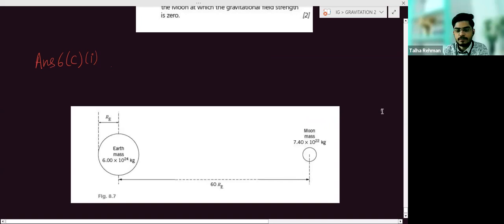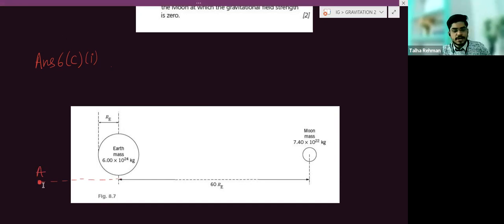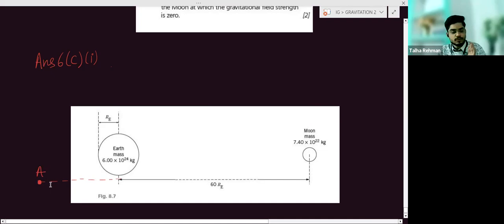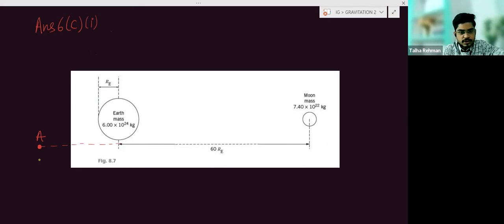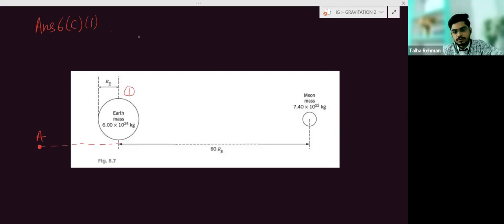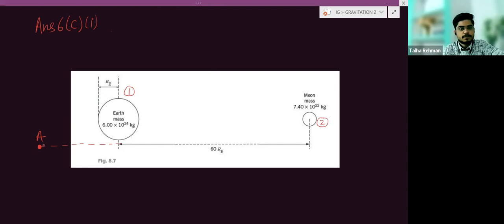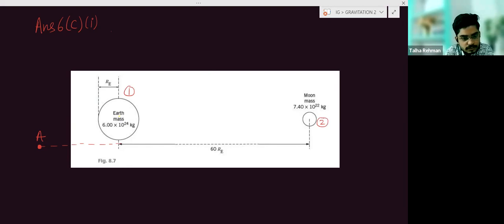Take any point on the left of the Earth, suppose this is point A. Due to both the masses, I want to find the direction of the gravitational intensity. Consider Earth as 1 and Moon as 2.